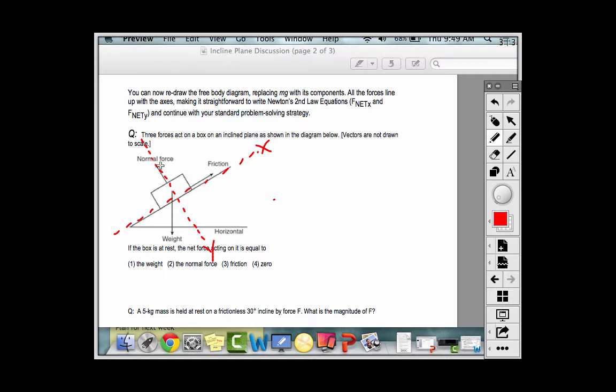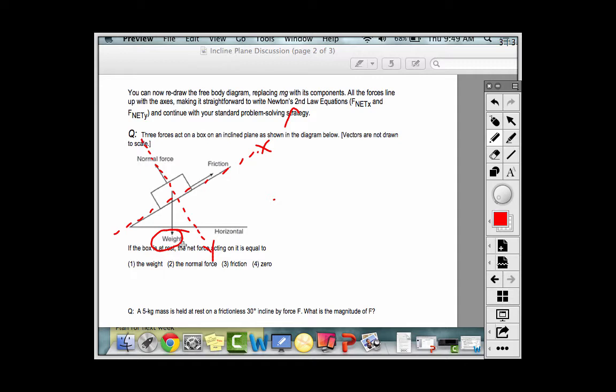The way to avoid it is to tilt the x and y axis so it lines up with the inclined plane. Now, million dollar question: which force will you still have to break into components if you look at this picture? The weight, or gravity. Notice it is not in line with the x or y axes. And that's okay, because I got most of my forces in line with the x or y axis.